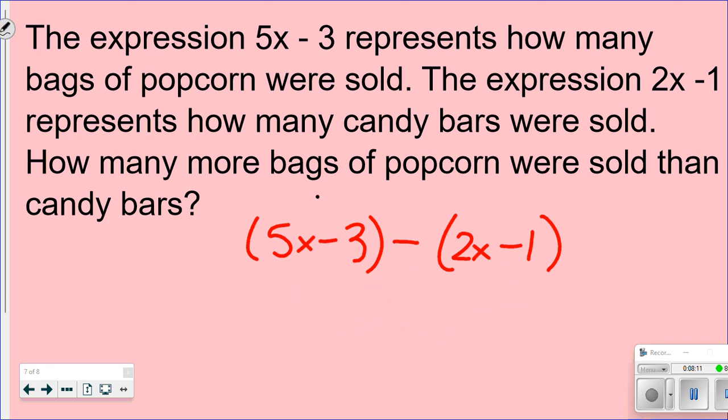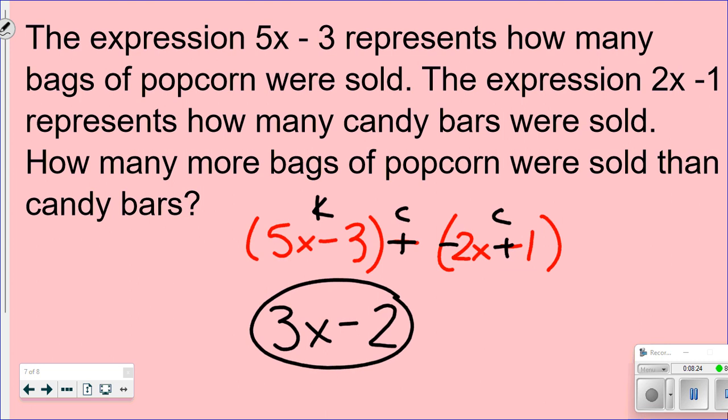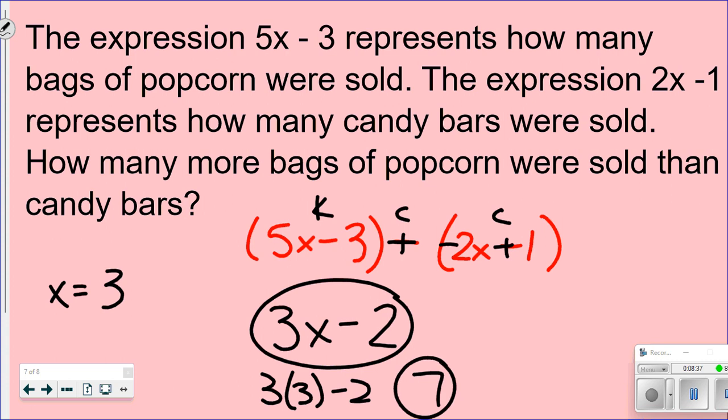All right, I'm going to keep, change, change. Okay, now I can go ahead. 5 plus a -2 would be 3x, and -3 plus 1 would be a -2. Okay. And then it might say, all right, well, if x is 3, kind of like what we did yesterday, how will we solve? So then you just put your 3 in, be 3 times 3 minus 2, be 9 minus 2, 7. So be careful with that because it might ask you to evaluate if you needed to evaluate.